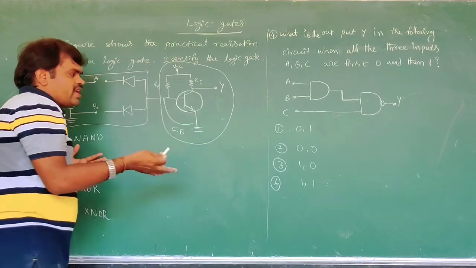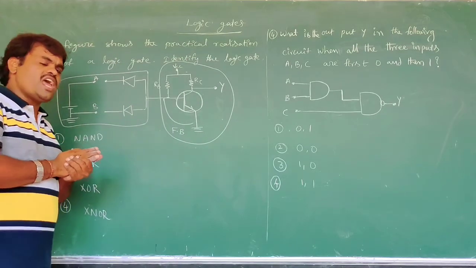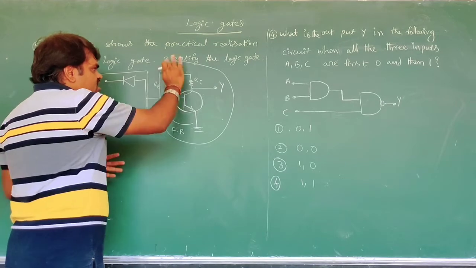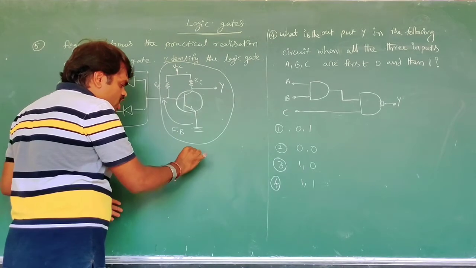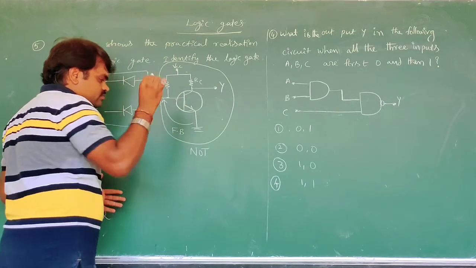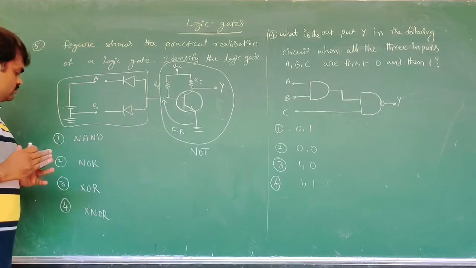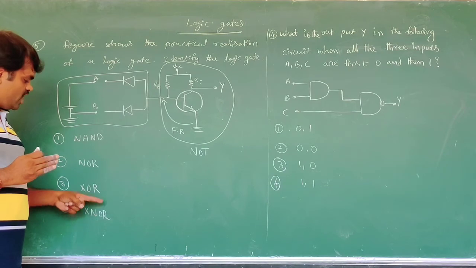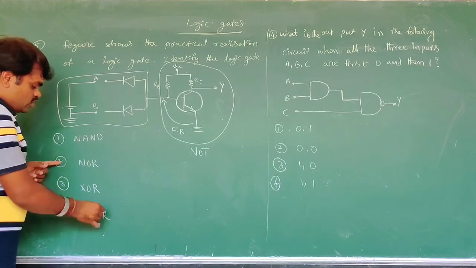Now in this, the emitter base junction is always forward biased, and this is in reverse bias. Then only the transistor is in the active state. That's why we know this transistor circuit belongs to the NOT gate, because a NOT gate is in the options.